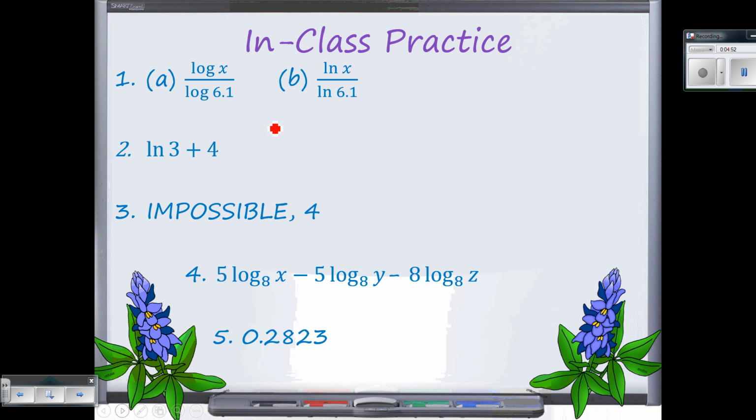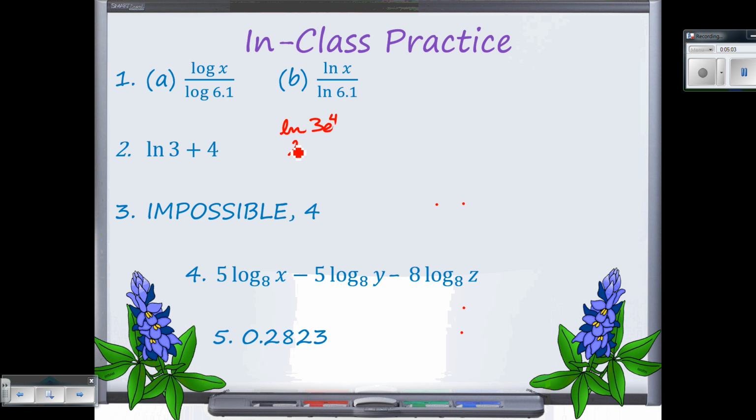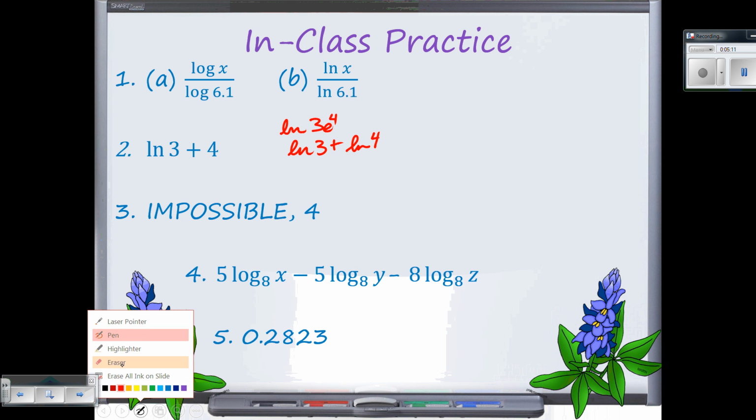2 gets a little dicey. It's natural log of 3 e to the 4. Well, we can split the 3 and the e to the 4 up, and we get natural log 3 plus natural log e to the 4.